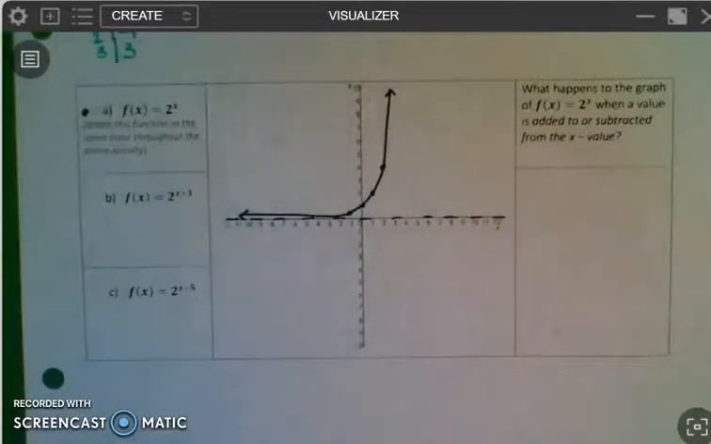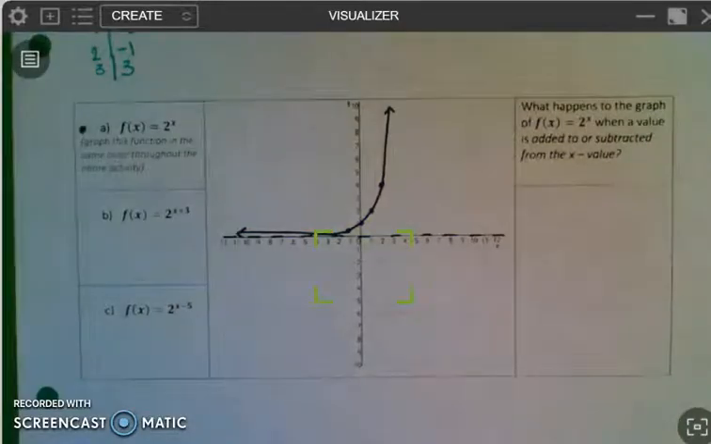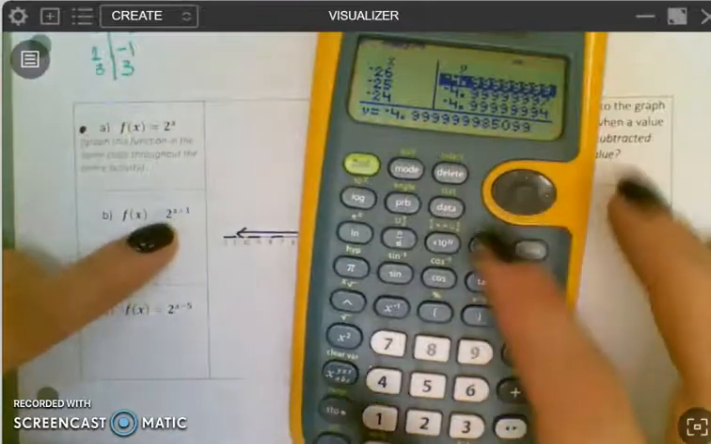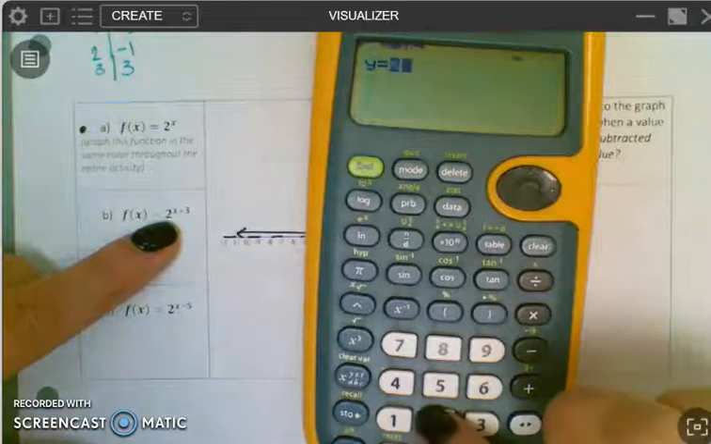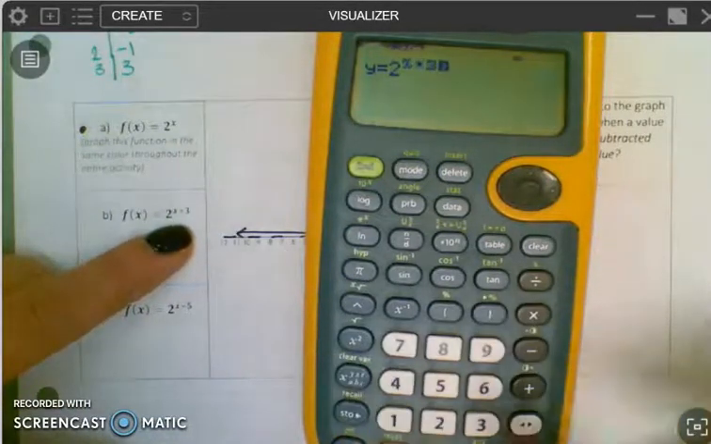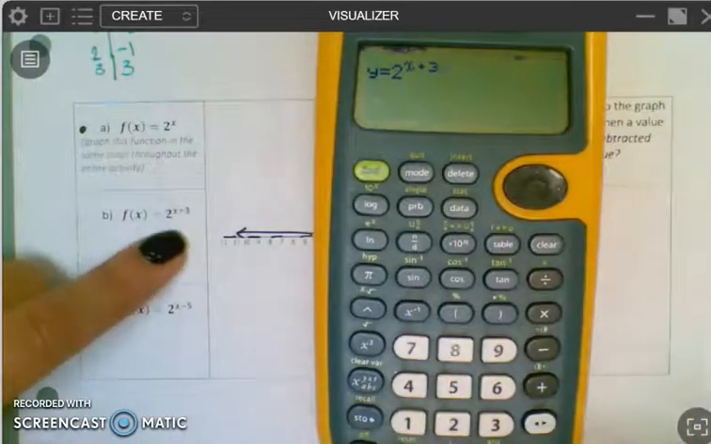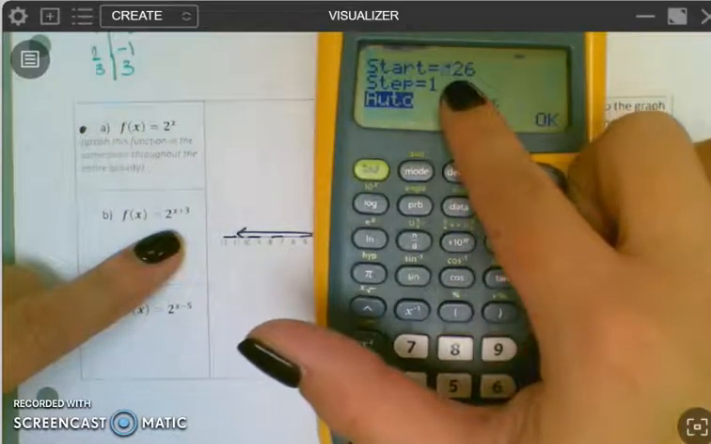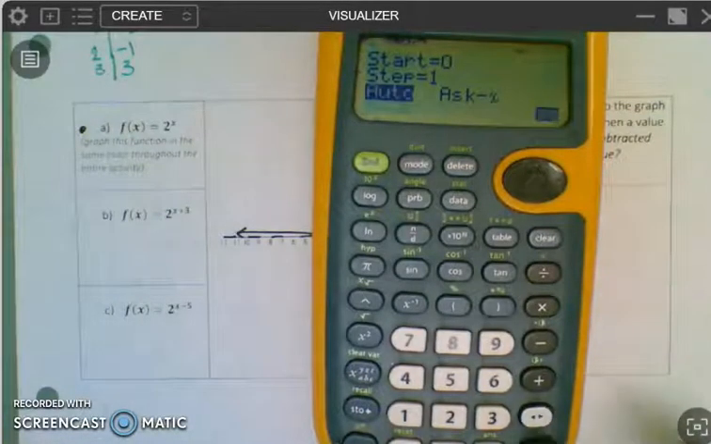Okay, so the next one, again, I have given you the parent function. So now I'm going to type this into the calculator. So let's go ahead and go to our table, delete what's in there, 2 caret key, and now it's an x plus 3. So make sure the plus 3 is up top in your exponent, just like the original equation. Enter. Oh, look, I'm on negative 26 as my start. So go ahead and change that to 0. Enter, enter, enter, enter.